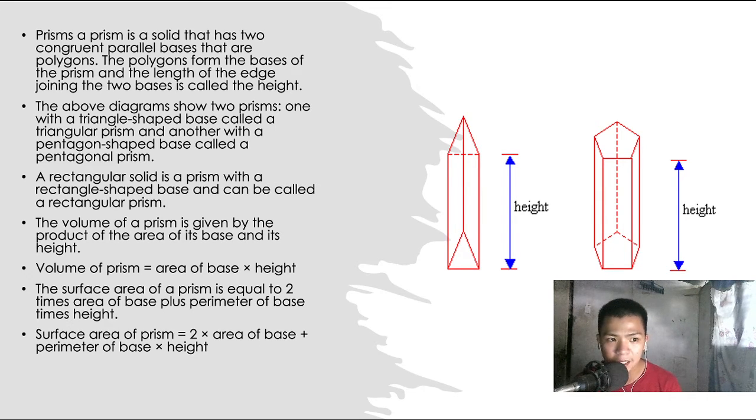So, next, this is the first picture called triangular prism, and another picture is called pentagonal prism. A rectangular solid prism has a rectangular shaped base and can be called a rectangular prism. Do you see the first slide? That is called a rectangular prism, which means the volume of a prism is given by the product of the area of its base and its height. So, the volume of a prism is area of base times height.